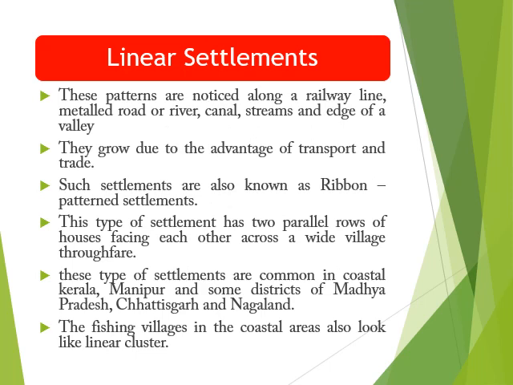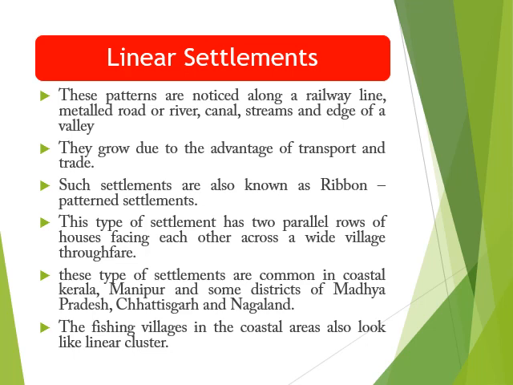Next one is the linear settlements. These patterns are noticed along a railway line, metal road, or rivers, canals, streams, and edge of a valley. These are seen at the side of the roadways, or rivers, or canals, or streams, or the edge of a valley. They grow due to the advantage of transport and trade. Such settlements are also known as ribbon pattern settlements. So this linear settlement is also known as the ribbon pattern settlement because, in page number 10, you can see in the linear settlements, that map, you can see from that road the people are staying there. This is the linear settlement.